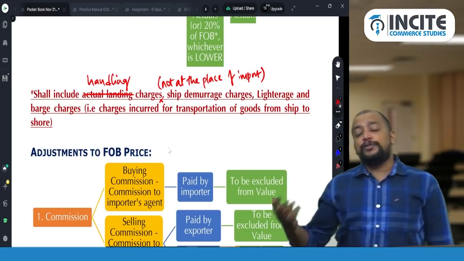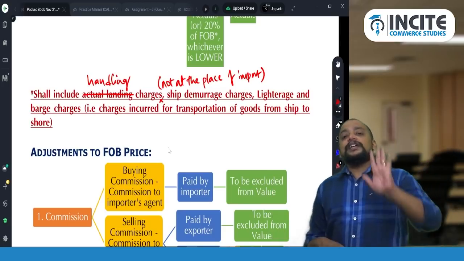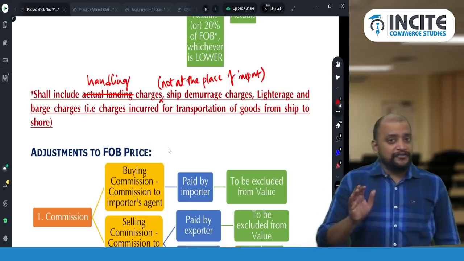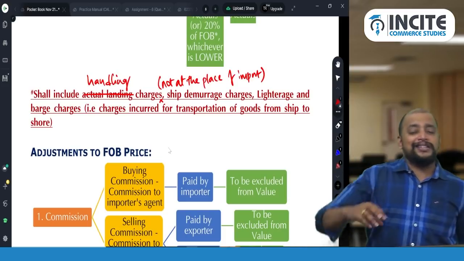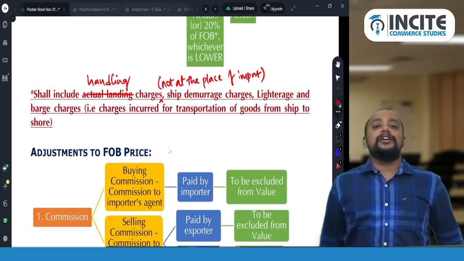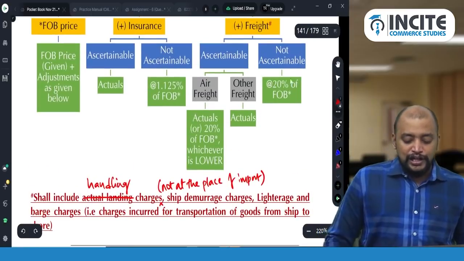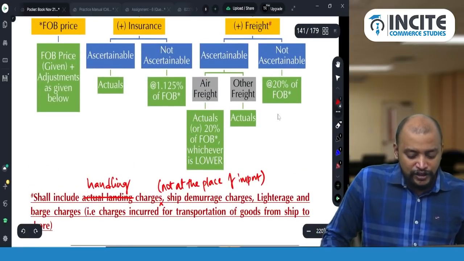But we have paid ship demurrage charges and lighterage charges, which is ascertainable. Very simple. So take 20% of the FOB only as the freight. Don't add this lighterage, barge charges, ship demurrage charges, because when you take 20%, the 20% includes all the freights. So all the freights and all the charges, so no need to include it again. So that is this point with respect to the freight.